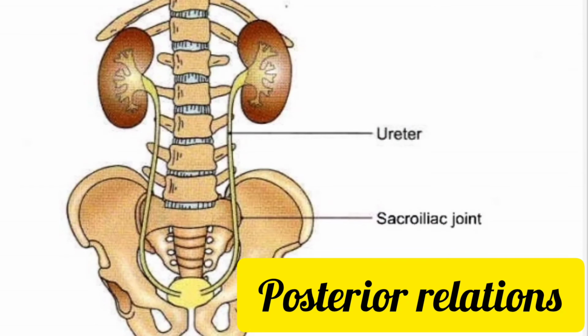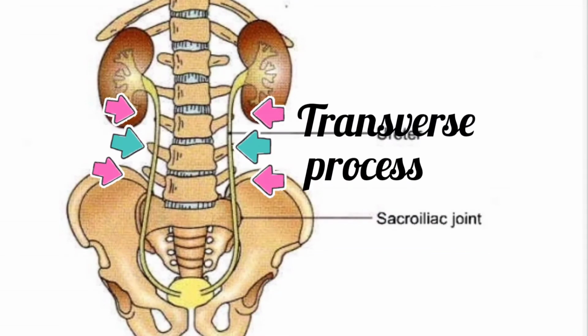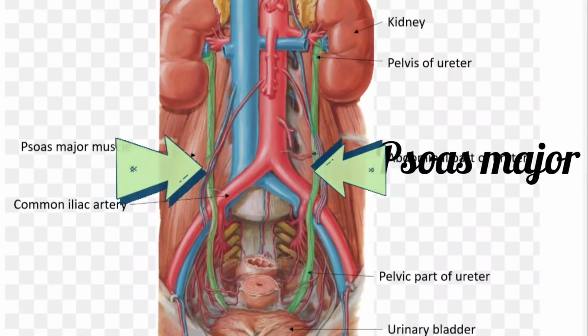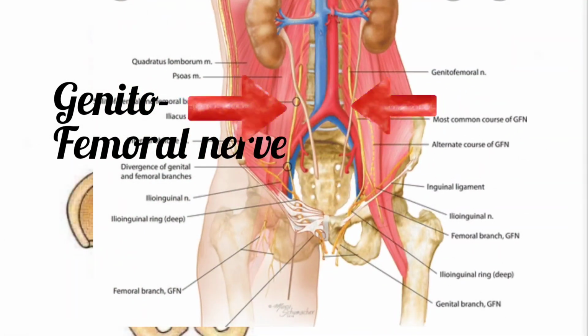Now we will look into the posterior relations of the ureter. Posteriorly, the abdominal part of the ureter lies on the transverse processes, and it is also related to the psoas major muscle and also to the genitofemoral nerve.